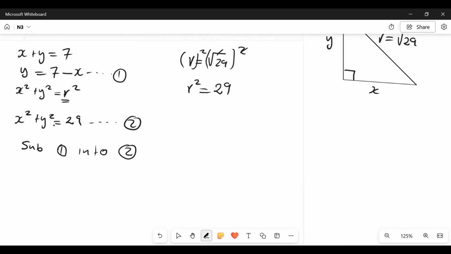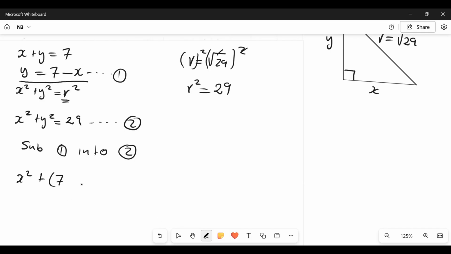So let's look at equation 2. Whatever there is y, we're going to substitute with equation 1, because equation 1 is y is equal to 7 minus x. So we're going to have x squared plus, instead of writing this y squared here, we're going to substitute the y with this here, 7 minus x.